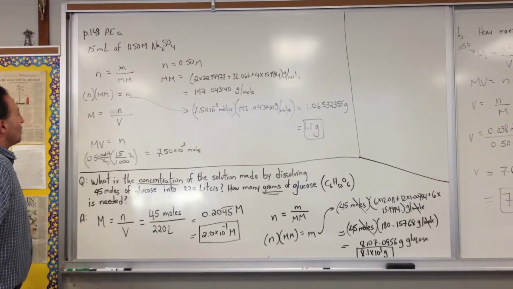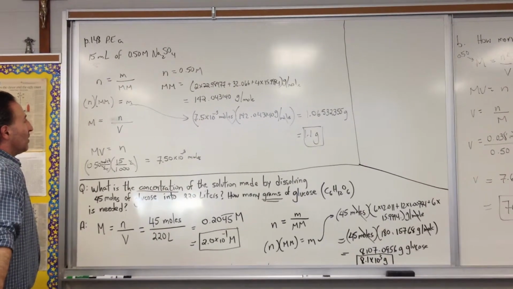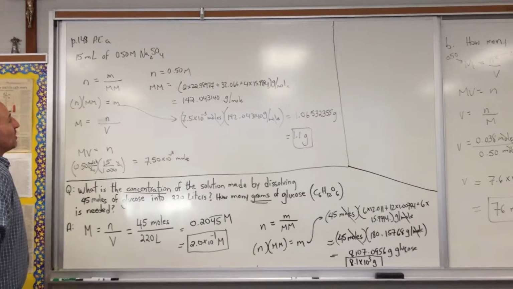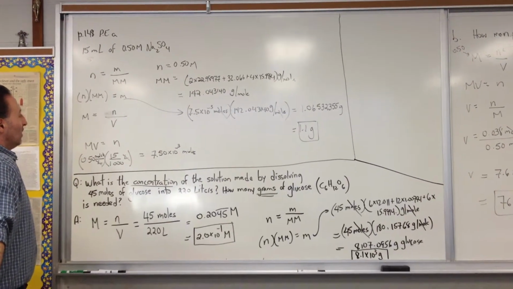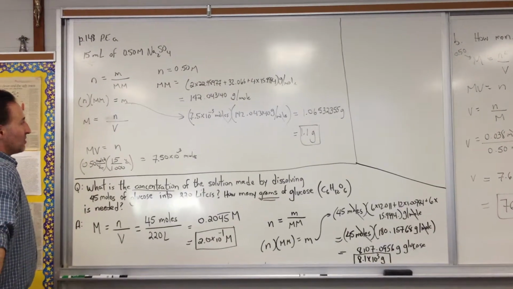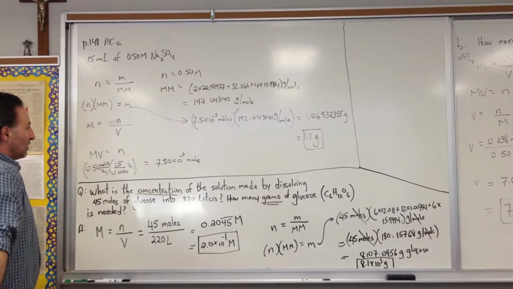And what we have is a solution that has a concentration of 0.5 molar sodium sulfate. And there's a 15 milliliter sample of it. How do we find the number of grams of sodium sulfate contained within that sample?